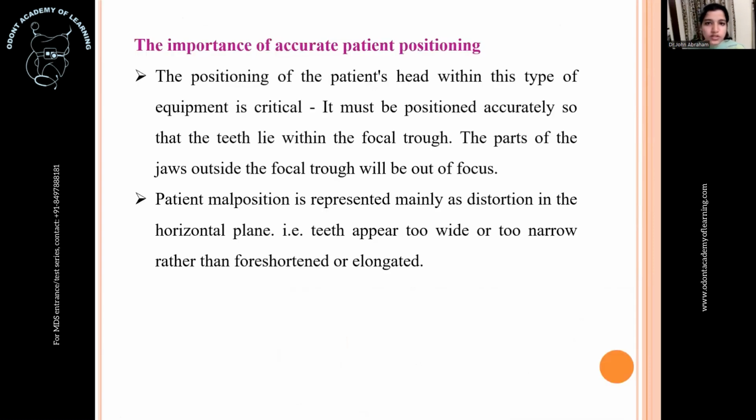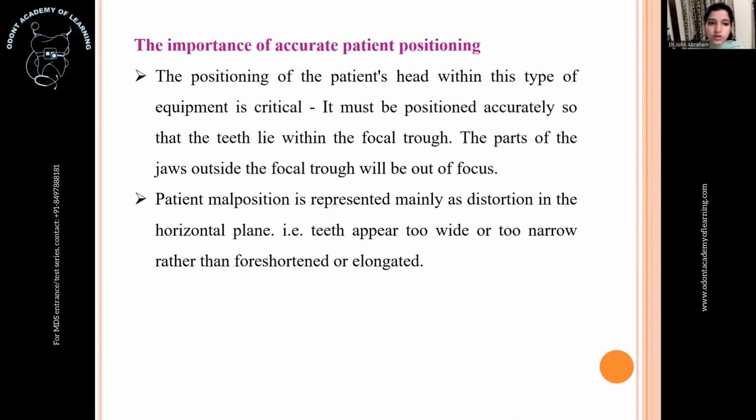So what is the importance of accurate patient positioning? Why do we have to follow all these instructions? The positioning of the patient's head with this type of equipment is critical. It must be positioned accurately so that the teeth lie within the focal trough. A very important point that we have discussed.